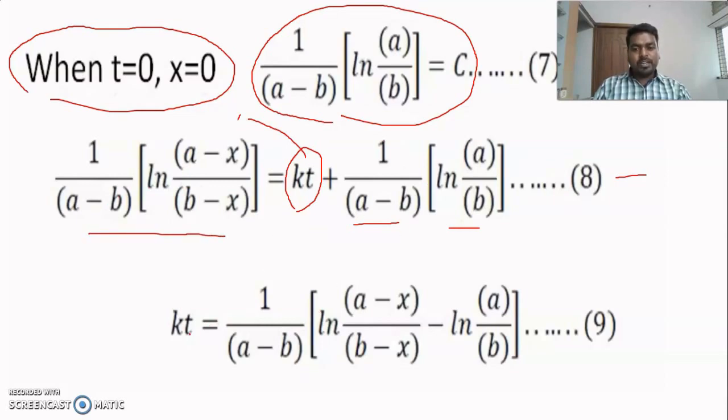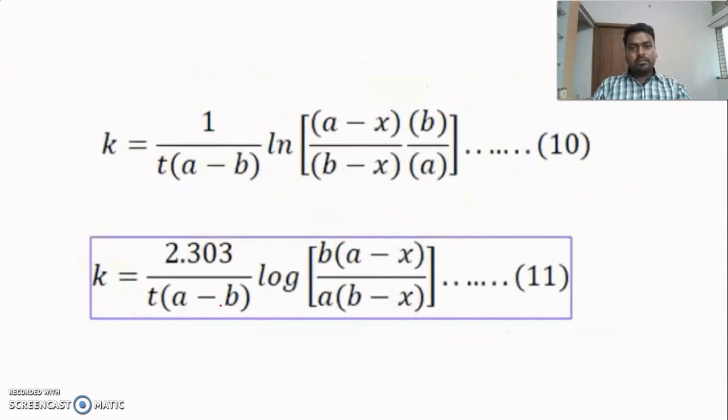Take kt to the LHS and send the other term to the RHS. After simplifying, you are going to get kt is equal to 1 divided by a minus b, and if you shift this, it becomes negative ln a by b. If you apply the laws of logarithm, you are going to get equation 10: k is equal to 1 divided by t into a minus b into ln of (a minus x) into b divided by (b minus x) into a. So equation number 10.